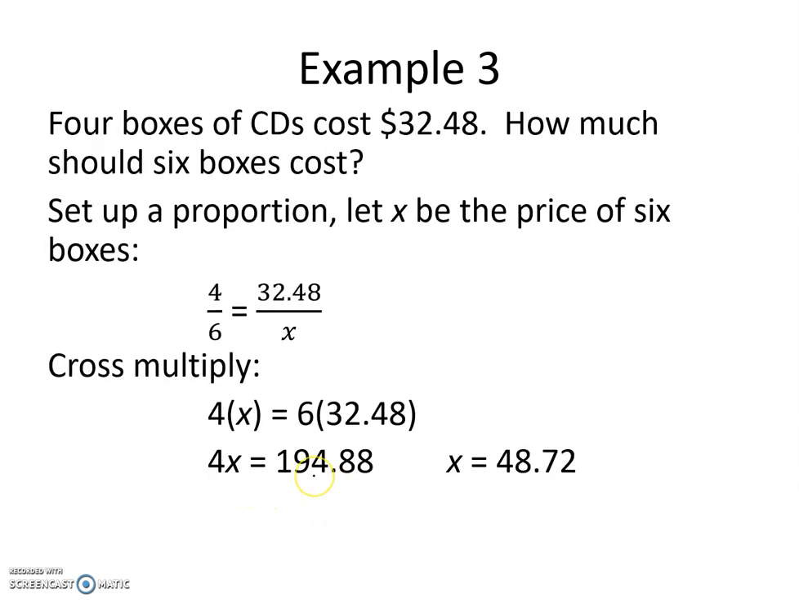On example 3, if 4 boxes of CDs cost $32.48, how much should 6 boxes cost? Again, we're going to set up a proportion. Let x be the price of 6 boxes. So 4 is to 6 as 32.48 is to x. We cross multiply and we find that it's 4 times x, and 6 times 32.48 is 194.88. Dividing both sides by 4, we find the answer to be $48.72.